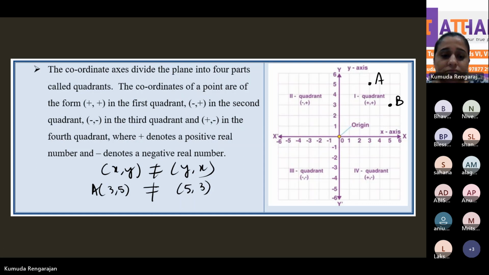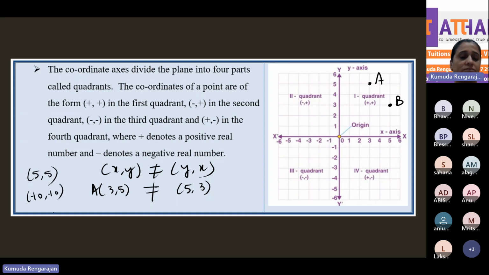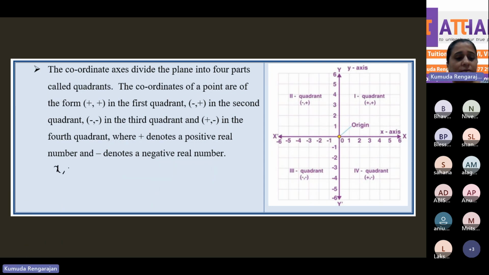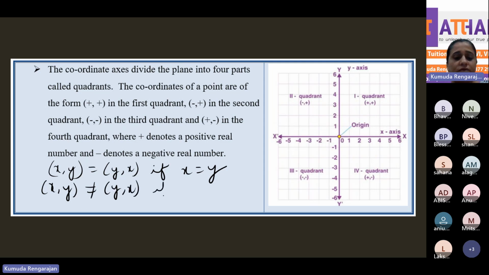(x, y) is not equal to (y, x). It's equal only when the coordinates are equal. Like if you have (5, 5) or (10, 10), or you have (-10, -10). If the X coordinate and the Y coordinate are exactly the same, then (x, y) is equal to (y, x) if x is equal to y. (x, y) is not equal to (y, x) if x is not equal to y.